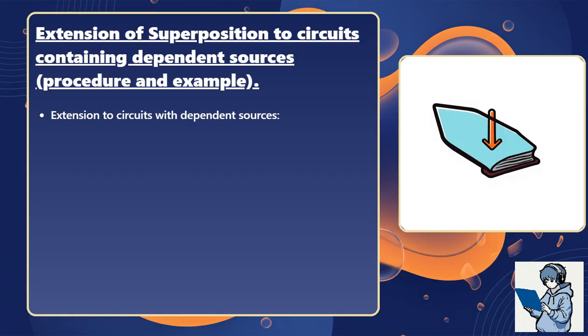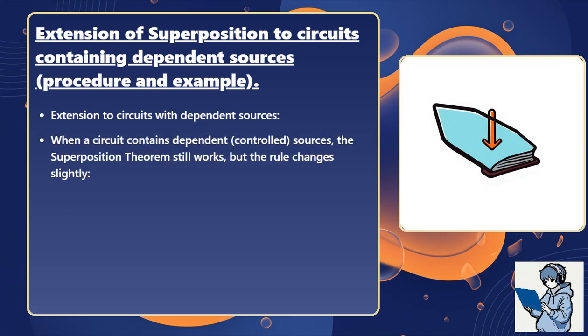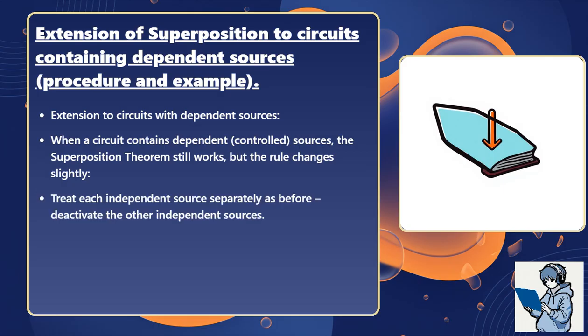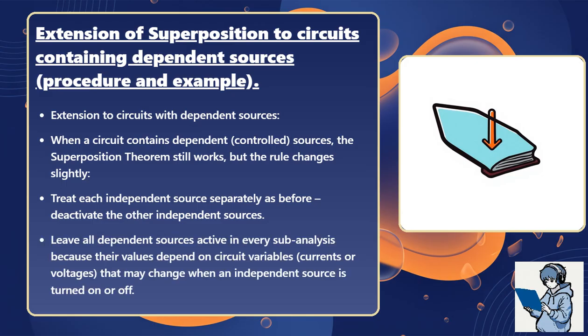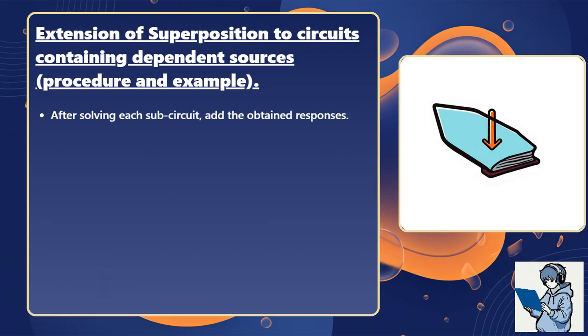Extension to circuits with dependent sources. When a circuit contains dependent controlled sources, the superposition theorem still works, but the rule changes slightly. Treat each independent source separately as before, and deactivate the other independent sources. Leave all dependent sources active in every sub-analysis, because their values depend on circuit variables, currents or voltages, that may change when an independent source is turned on or off. After solving each subcircuit, add the obtained responses.